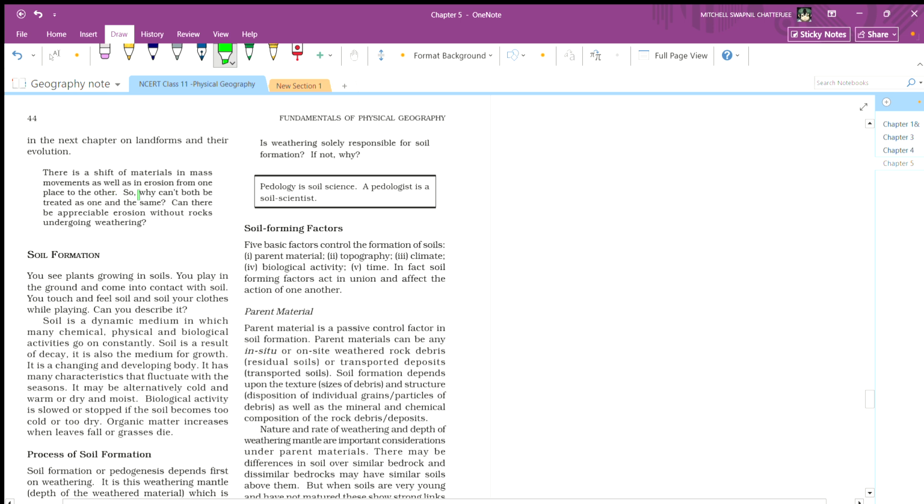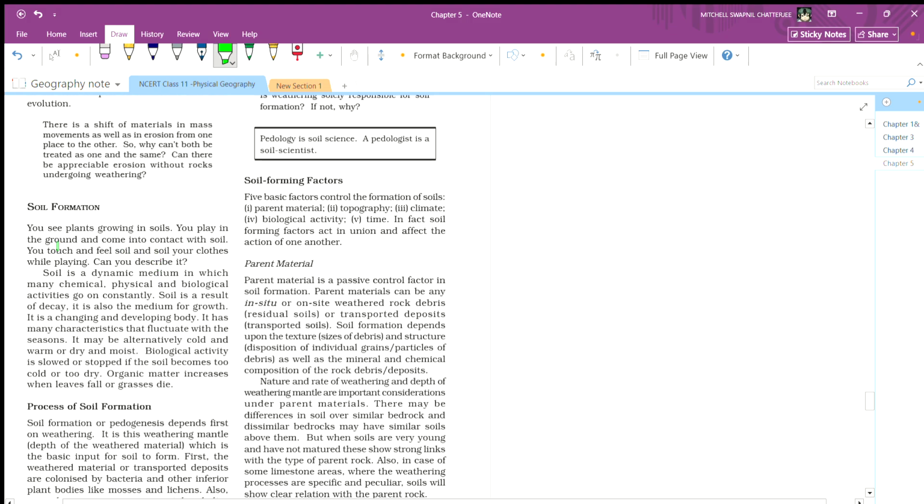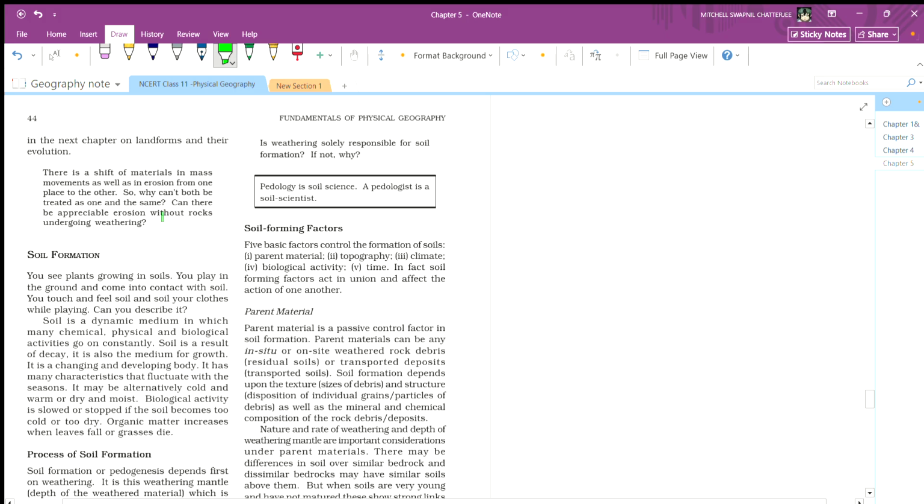So why can't both be treated as one and the same? There is a shift of material in mass movement and erosion from one place to another. Yes, this is a genuine question. Can there be appreciable erosion without rock undergoing weathering? Let's see. We'll get this answer.